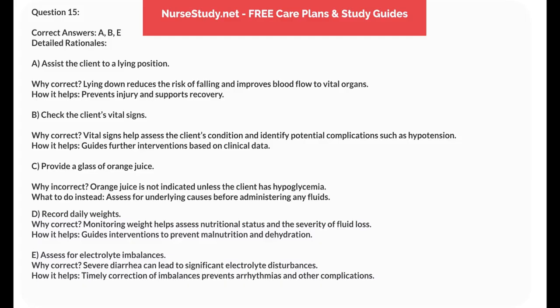E. Elevate the client's legs. Why correct? Elevating the legs promotes venous return and improves circulation to the brain. How it helps: alleviates symptoms of faintness and prevents syncope.